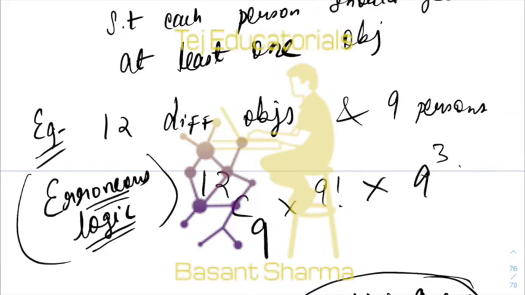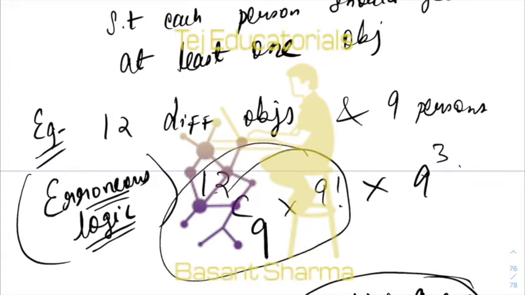What I am saying is, you might have a tendency to first select any 9 objects out of the 12 objects and distribute those 9 objects among 9 persons. Now every person has at least one object. Now 3 objects are remaining and 9 persons are there. So distribute those 3 objects amongst 9 persons without any restriction, in 9 to the power 3 ways, because each of the remaining 3 objects will have 9 choices.